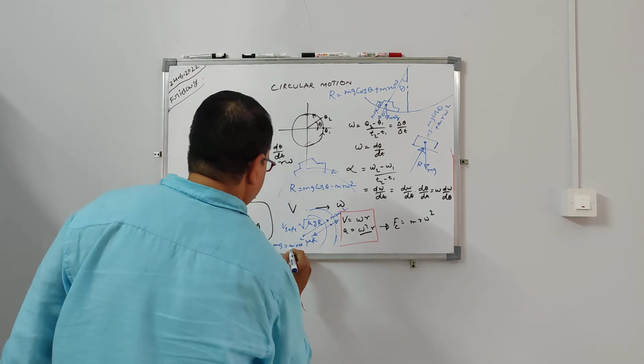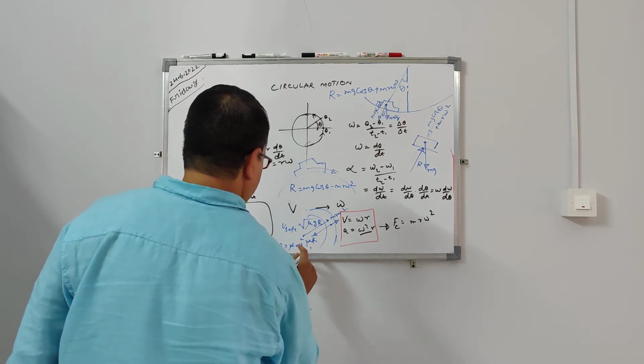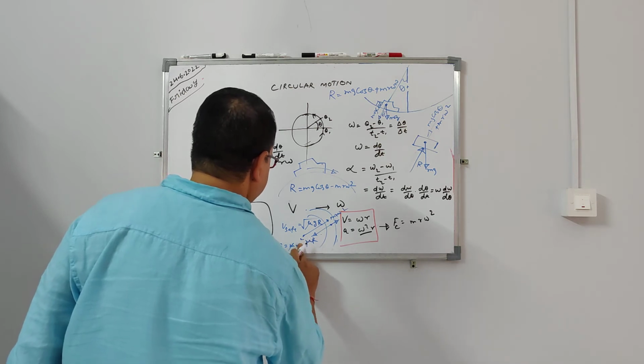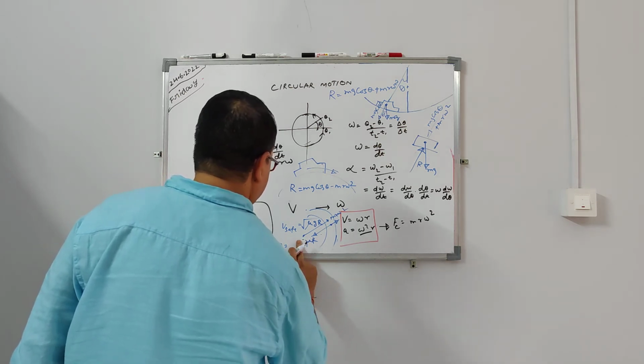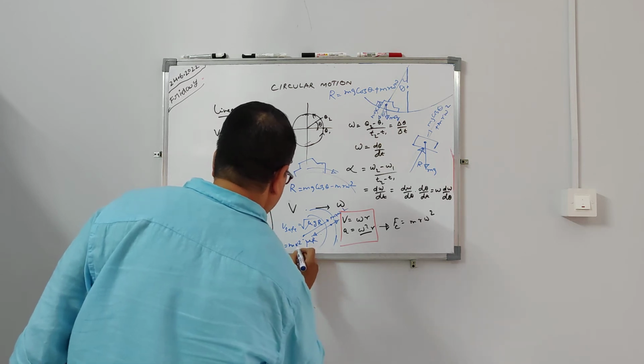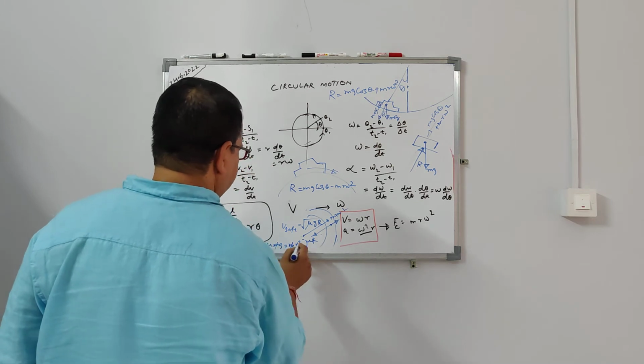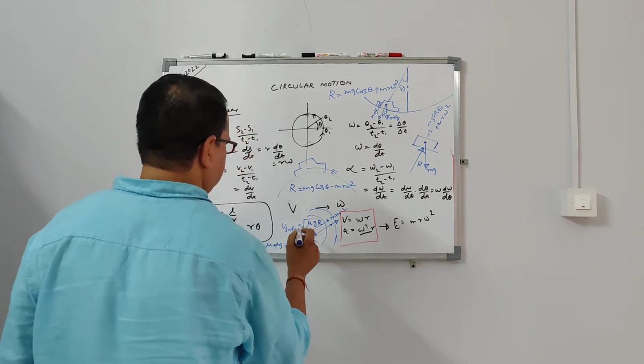Omega square, so your m cancels. So it is mv square by r, you can write, in terms of velocity. So m cancels, and v square is equal to mu g r, so v is the square root of mu g r.